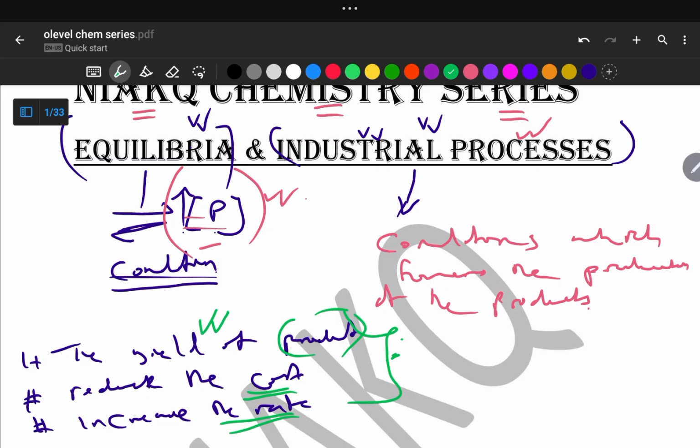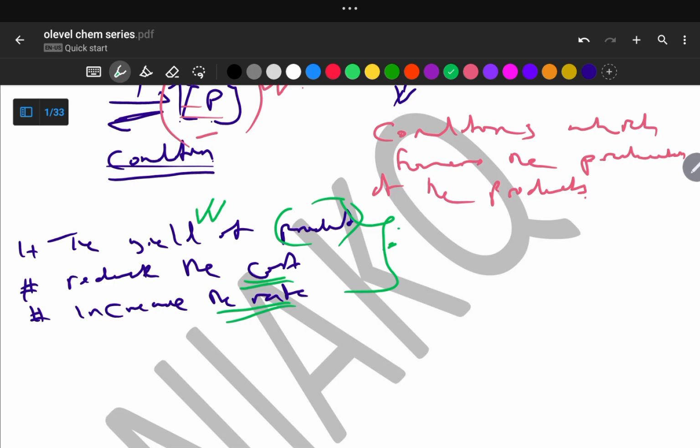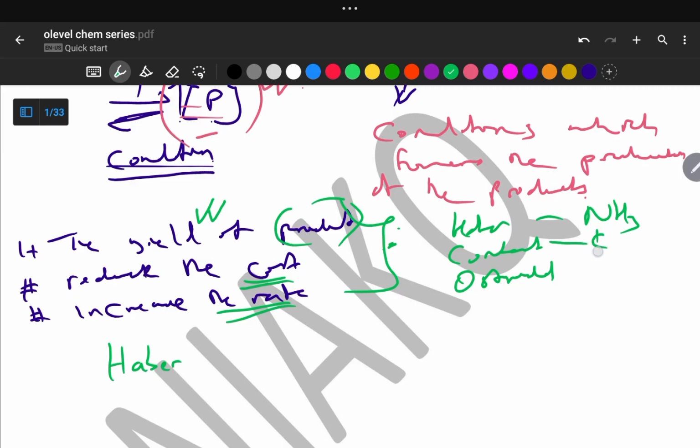Are we together? So we are starting with the reaction, what we call the Haber process. We have three of them: we have the Haber process, the contact process, and then lastly we have the Ostwald process. The Haber process is the production of ammonia, the contact process is the production of sulfuric acid, then the Ostwald process is the production of nitric acid. So we are going to dissect each of these industrial processes step by step, right? We are starting with the Haber process.